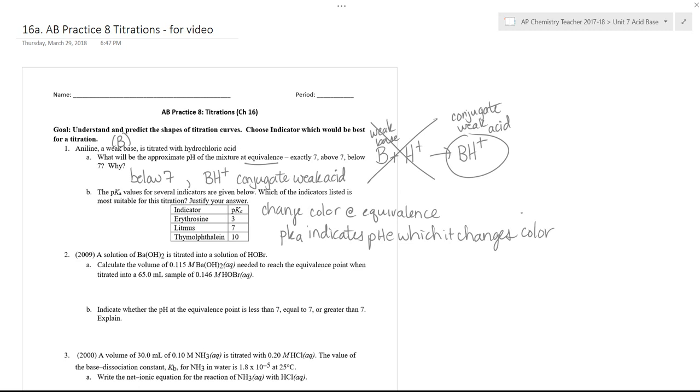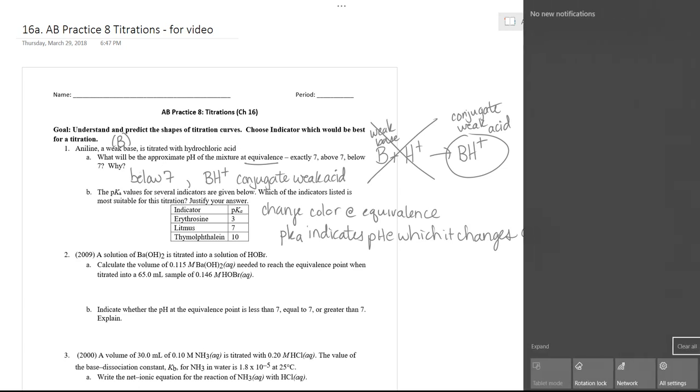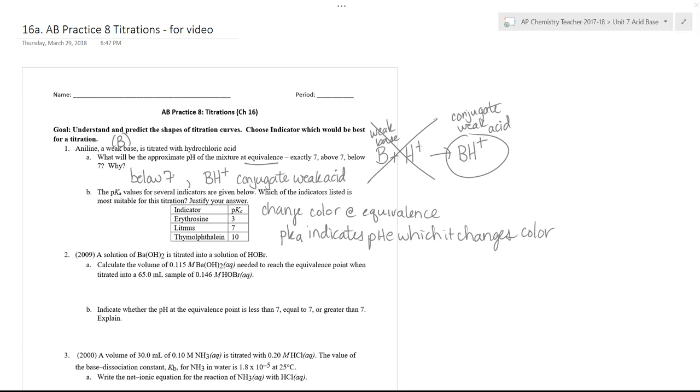So the pK of the indicator should match the pH at equivalence. The pH at equivalence is going to be below 7, so I'm going to want to choose an indicator that changes color in the acidic range. So in this case, erythrocene would be a good choice.